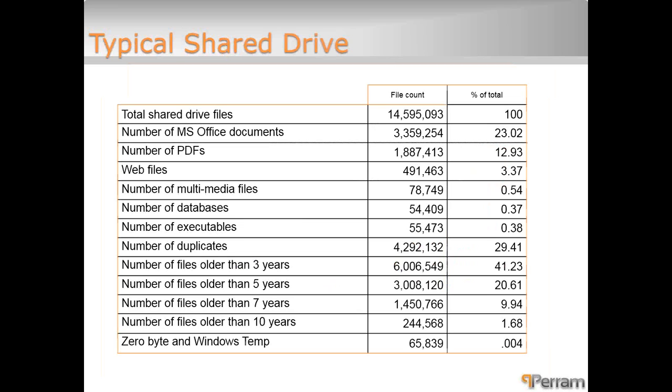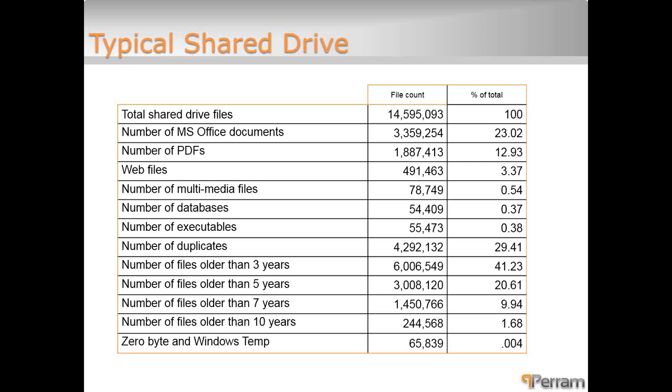When we look at the breakdown, or the makeup of a typical shared drive, you can see what you would expect in terms of the file types, lots of Office documents. So in this case, we're looking at 14.5 million files. About 3.3 million of those are Office documents, another 1.8 PDFs. So the typical culprits are there.